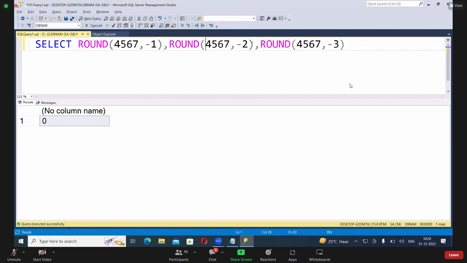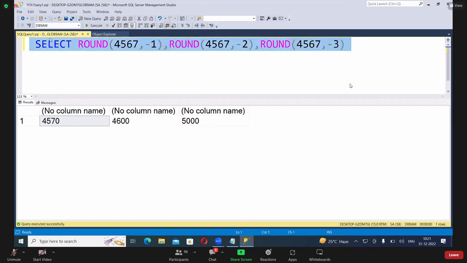Minus 2 means 4,500 to 4,600. This is above average, rounded to 4,600. Minus 3 means thousands. This is between 4,000 to 5,000. Average is 4,500, but this is above average, rounded to 5,000. First one returns 4,570, 4,600, 5,000. Let's run this query. Yes or no?